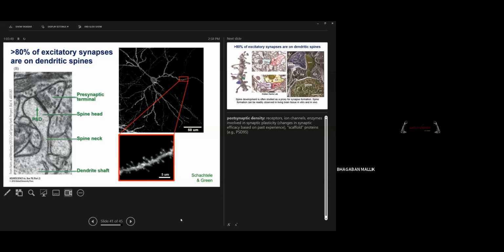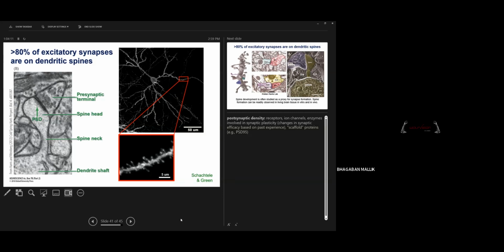You have this kind of acetylcholine receptor present, or in the CNS, you have this NMDA type glutamate receptor clustered in this region. So acetylcholine type receptor is present in the neuromuscular junction, and you have NMDA type or AMPA type glutamate receptor present in the CNS synapses. So mostly in the dendritic spine.